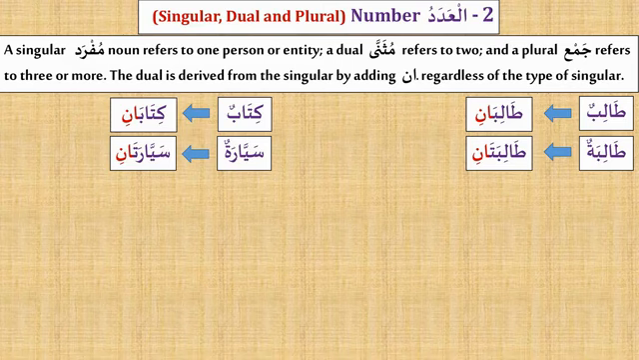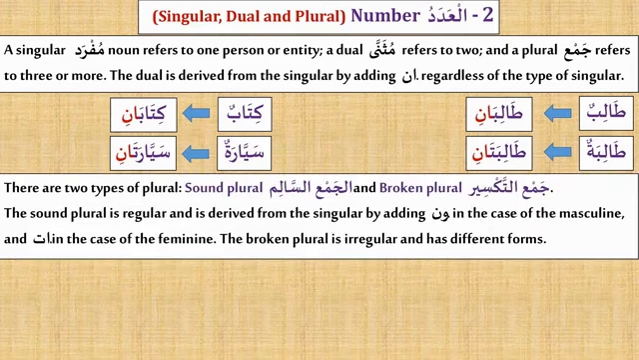Sayyaratani, two cars. When it comes to plural, there are two types of plural. Sound plural, al-jam'u salim, and broken plural, jam'u taksir. Sound plural is called al-jam'u salim, and broken plural is called jam'u taksir.